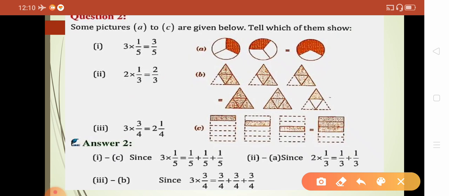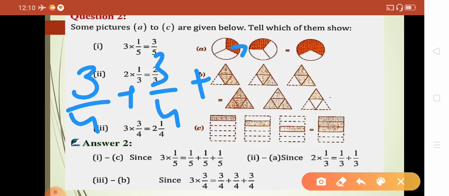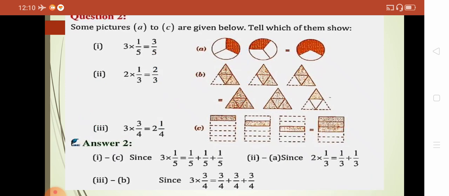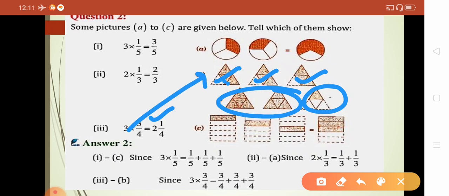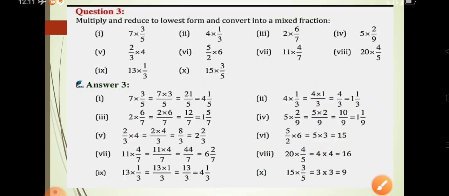3 multiply 3 by 4, that means 3 by 4 is added 3 times. So we will have 2 and 1 by 4. So this is 3 by 4, this is 3 by 4, this is 3 by 4. So we will have 2 complete wholes and 1 by 4. So this is the answer for the B part. Clear?